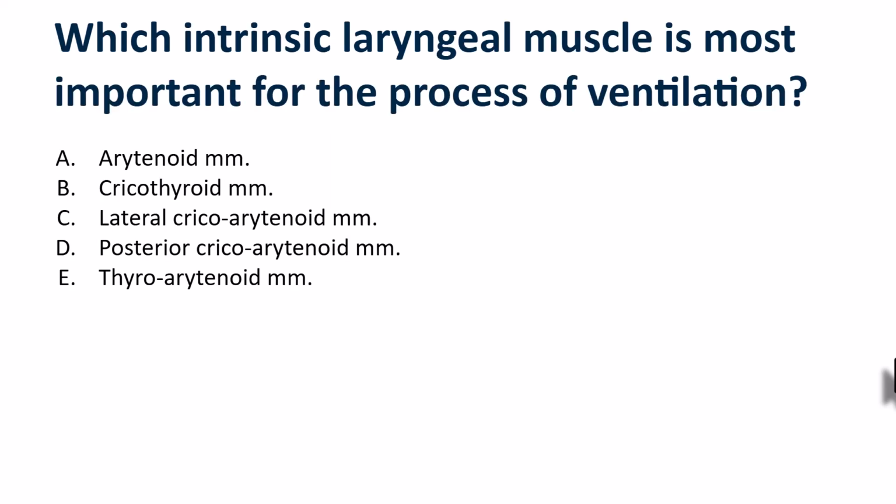So let us assess our knowledge. Which intrinsic laryngeal muscle is most important for the process of ventilation? Arytenoid, nope, they're for adducting and for phonation. Cricothyroid, nope, they're pitch increasers. Lateral cricoarytenoid muscles, nope, they are adductors for phonation. Posterior cricoarytenoid muscles, ding, yes, that is correct. Thyroarytenoid muscles, nope, they lower pitch or affect timbre or finely tuned pitch. So the correct answer here, if you're optimizing for ventilation, it's all about the posterior cricoarytenoid muscles.